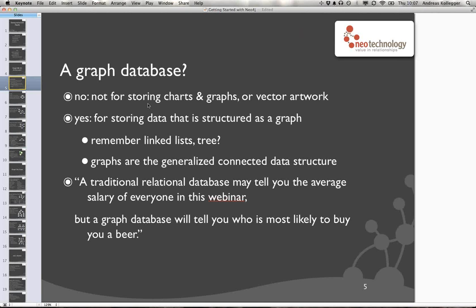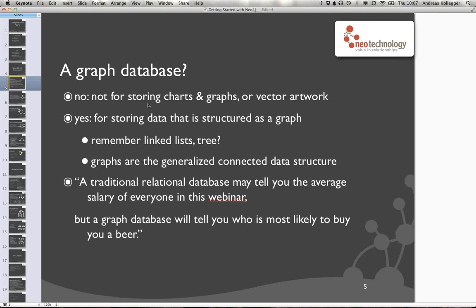So the generalized thing for me, my point of reference when I try to explain why graphs are interesting, like why this is a worthwhile thing to have in a database itself, is to think that, for everybody who is here at this webinar today, a relational database will be fantastic at doing things like telling you what everybody's average salary is, but it's going to be pretty bad if you ask it something like, well, among the people who showed up today, who's most likely to buy you a beer? A graph database does that extremely well. And for today, actually, the most likely person is me.